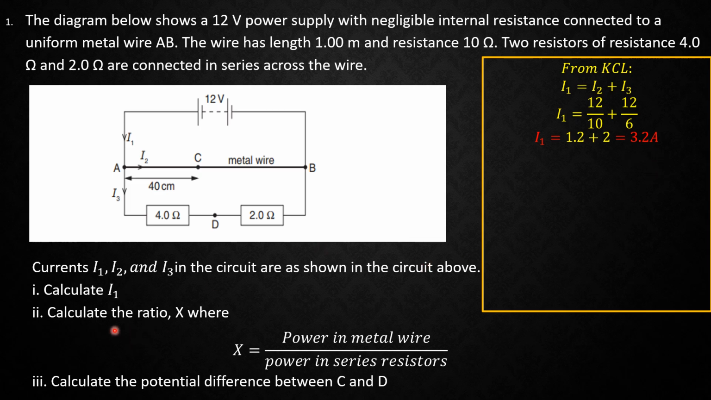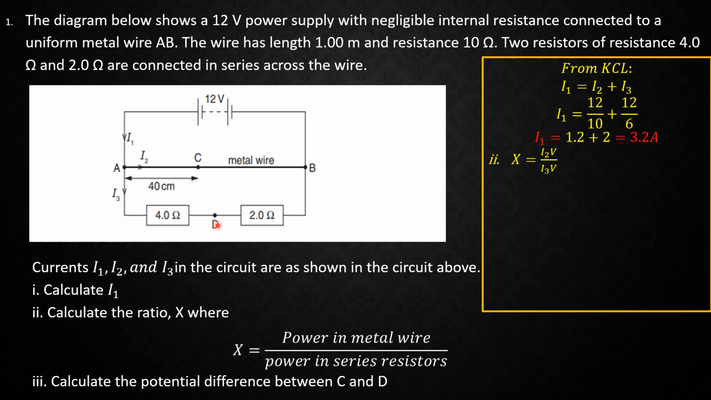We can go over, it says calculate the ratio X, where X is power in metal wire divided by power in series resistors. So power in this wire divided by power in these resistors. But the electrical power is basically the current that flows through this wire multiplied by the voltage that's dropped here. So we are going to get that to be I2, because I2 flows through this wire, multiplied by this voltage. Again, remember that the same voltage drop is here as it is across these two resistors.